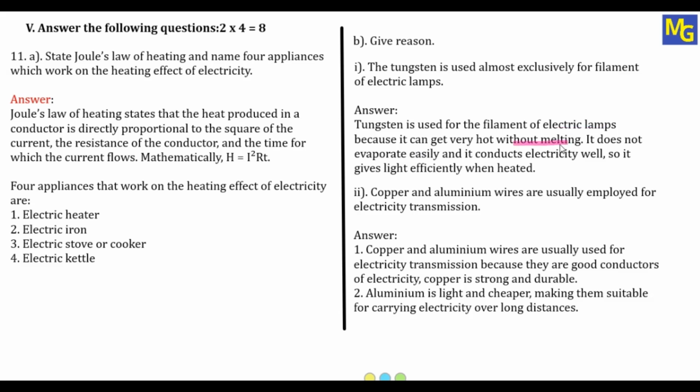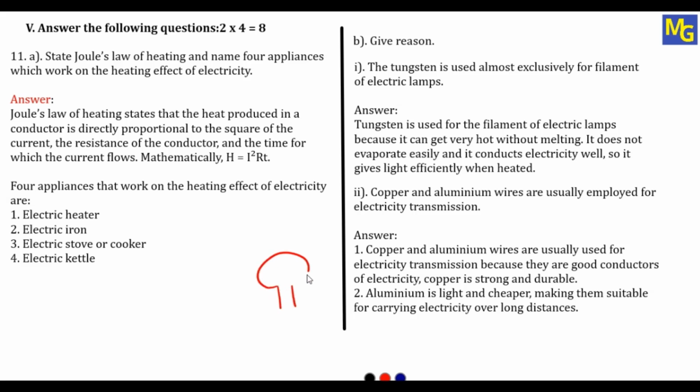So at high temperature also, tungsten wire will withstand. It will not melt. This is one reason. It does not evaporate easily at that high temperature, and it conducts electricity well, so it gives light efficiently when it is heated. So whatever wire, tungsten wire, you may have seen in bulbs like this.